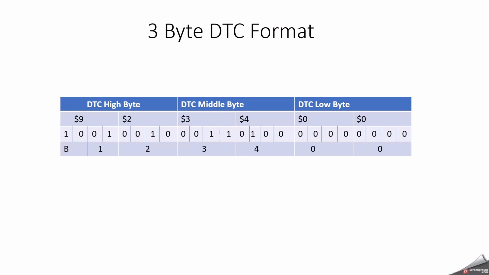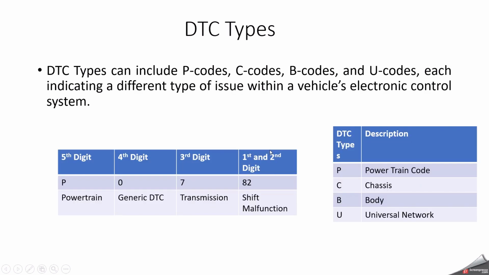This is an example of the 3 byte DTC format: a high byte, middle byte and low byte. If you see 923400, I have represented it in the form of bits. Here it's a manufacturer specific code, and it's generally called an SAE code.